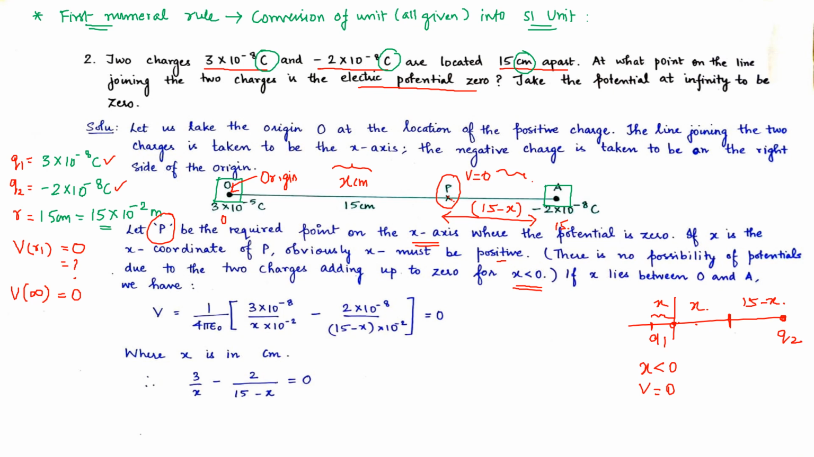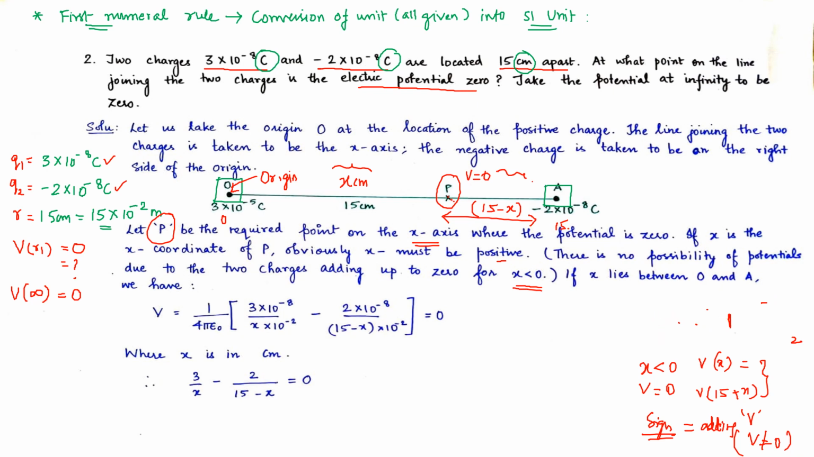Whatever value we get for the potential for x and the potential for 15 minus x or 15 plus x, these two will have the same sign, and if there is the same sign, after adding up we will get some value of potential, not potential equal to 0. Hence we are not going for the negative x-axis, we are defining the positive x-axis over here.